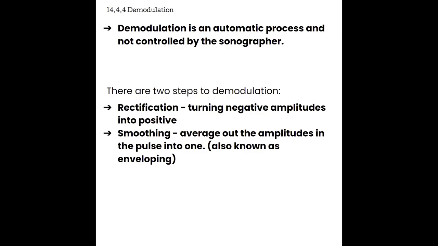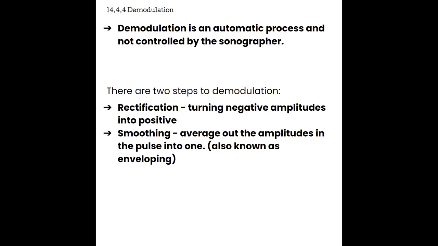Now, the fourth function of the receiver is demodulation, and this is also known as detection. For a wave to modulate means that it changes amplitudes, so demodulation aims to even out the amplitude changes. Demodulation is the only function in the receiver that is an automatic process and never controlled by the sonographer. Demodulation just has to happen, so when it leaves the receiver, it can be processed more easily by the scan converter and the display.